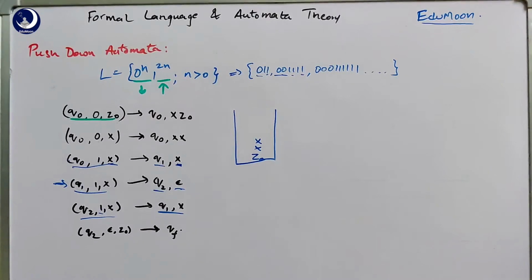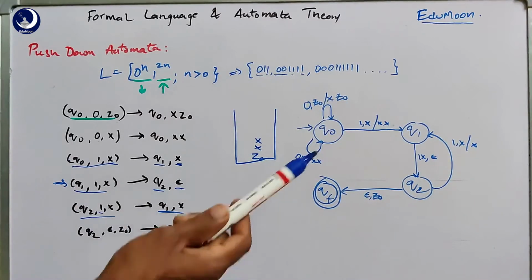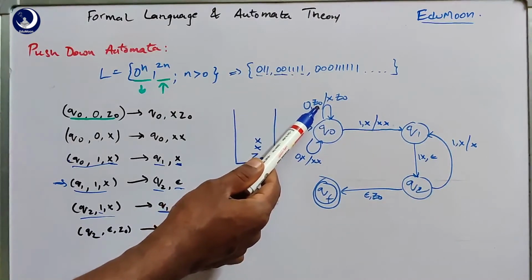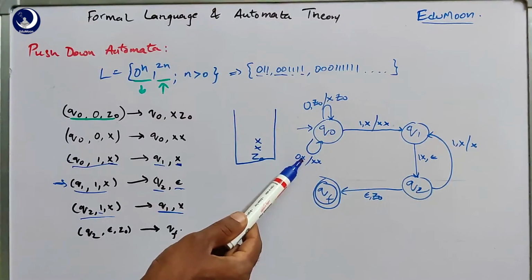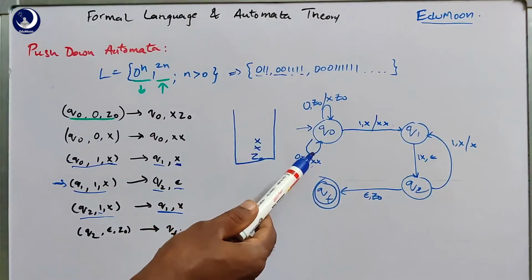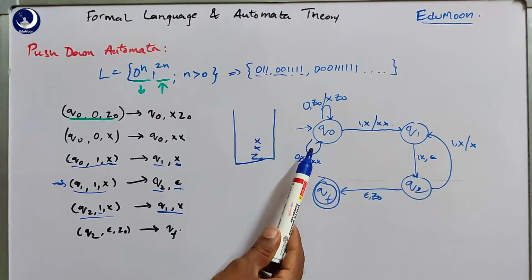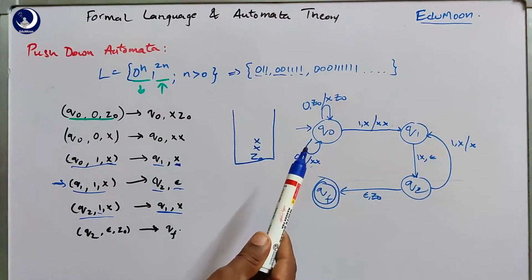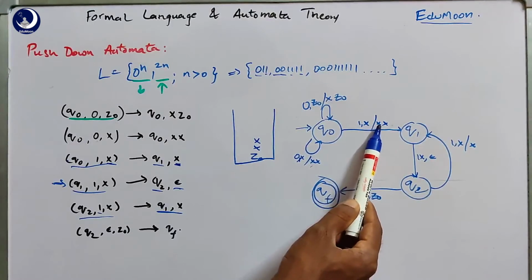If you draw the transition diagram for this, it looks like this. In the q0 state, when a zero is encountered with z0 on the stack, we simply push x, and if a 0 is encountered when there is an x in the stack, it simply pushes 2x. So all the zeros are pushed when you are in the q0 state, and they are already pushed into the stack here. When a 1 is encountered, there won't be any presence of 0 again, so we change the state.